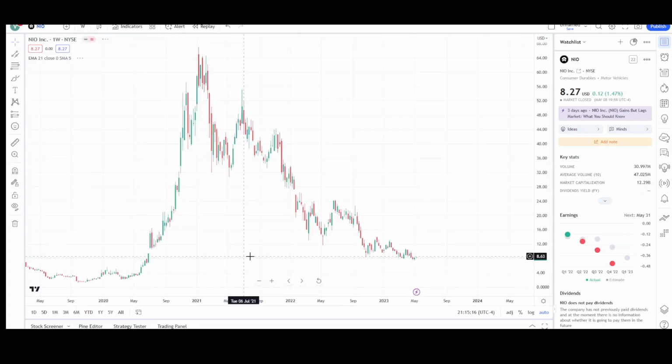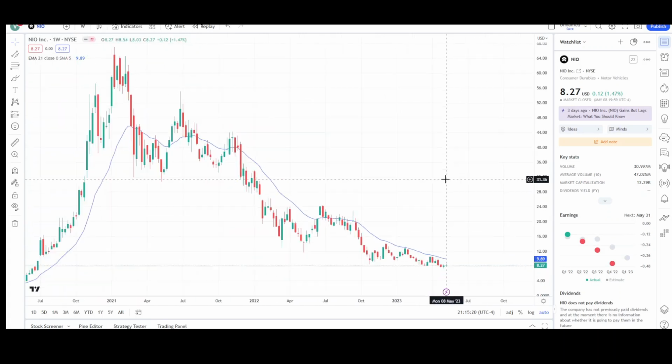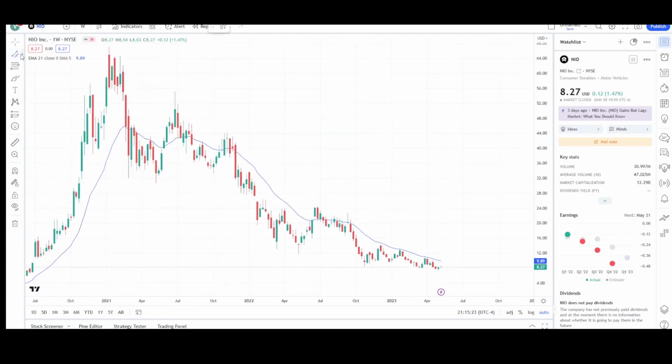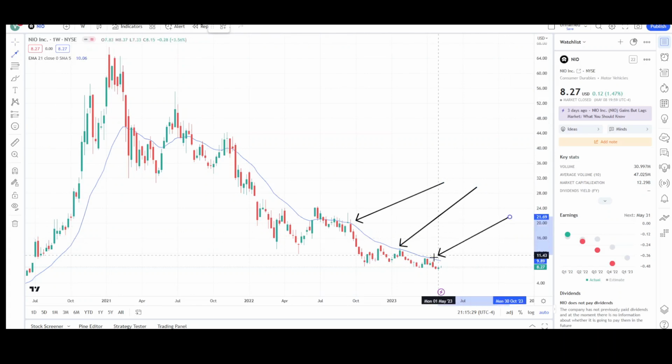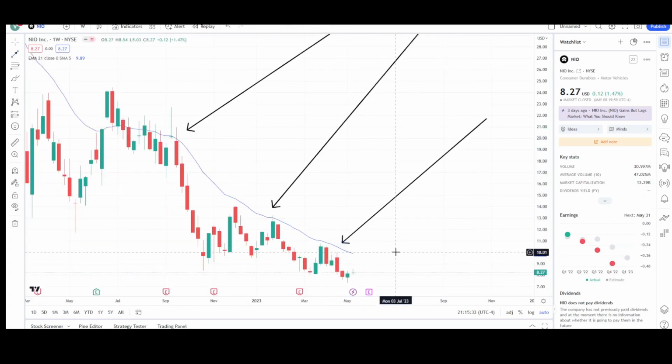Let's take a look at the weekly chart. Weekly chart shows definitely that downward bias in full effect, and you can see that EMA is acting as a strong resistance. So every time prices come near it, it sends prices down. So it's going to be something the bulls have to break through if it wants to see higher prices.